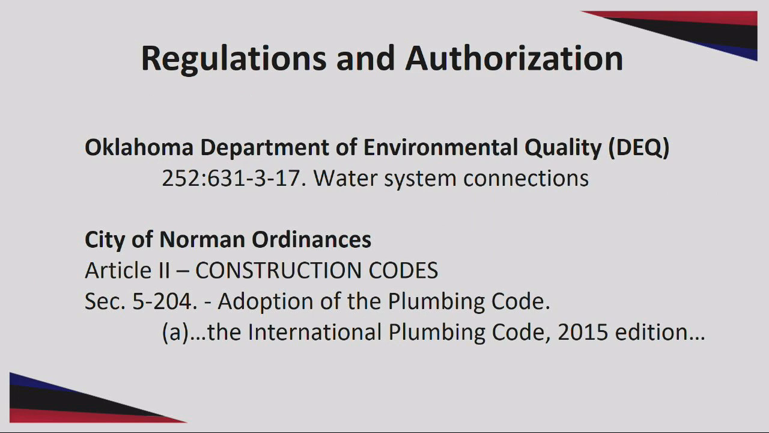There are regulations out there. The DEQ requires water systems, requires purveyors, to protect the water system from backflow. And the city ordinance right here says that we've adopted the International Plumbing Code, and that requires the testing of each assembly annually. Problem is that we are not enforcing it. Most cities in Oklahoma are not enforcing it. It's just, at this point, something that we have to start trying to get to.